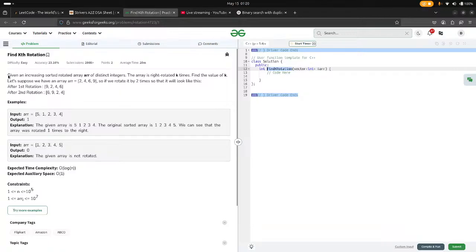Given an increasing sorted array ARR with distinct integers, the array is right rotated k times. Find the value of k. Let's suppose we have an array 2, 4, 6, 9. If we rotate it two times, then it will look something like 6, 9, 2, 4. After the first rotation, then yeah, I got it.